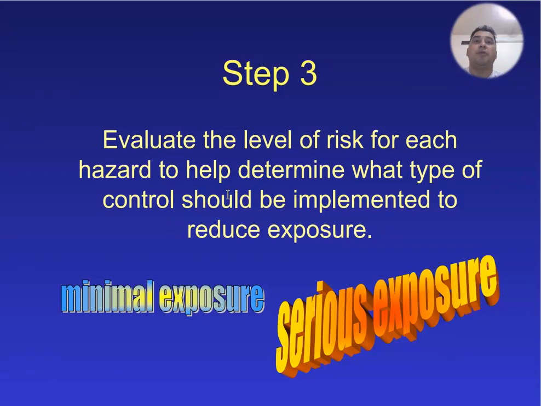Step 3, evaluate the level of risk for each hazard to help determine what type of controls should be implemented to reduce exposure. After that, you have to evaluate the level of risk, whether it is high, medium, or low. Once you identify high, medium, or low, you have to decide the control measure.